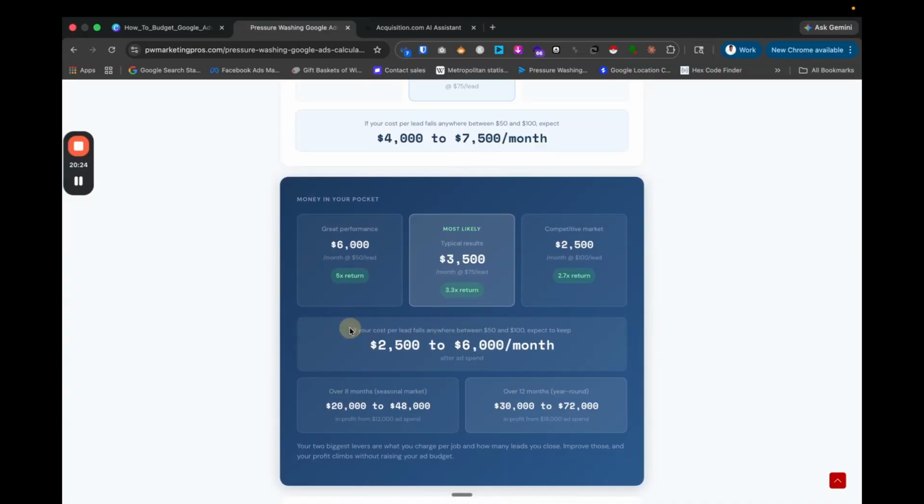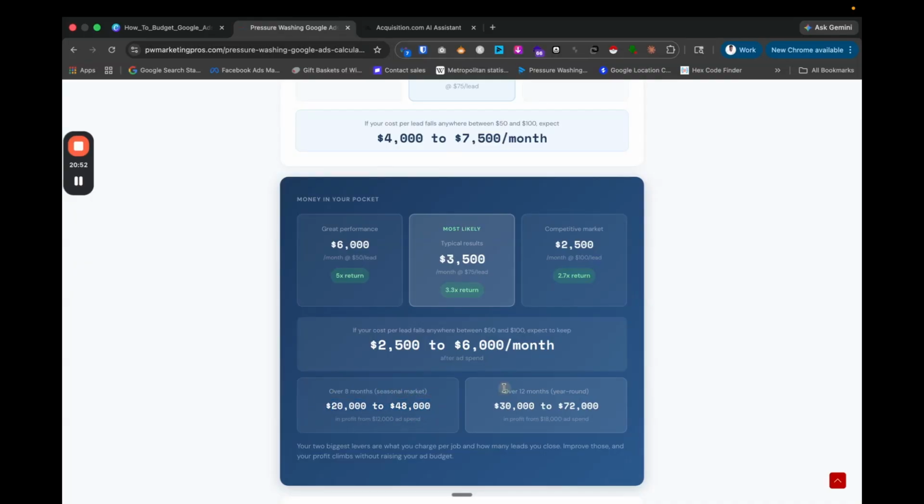And so, if your lead cost falls anywhere between $50 to $100, in this scenario, it's going to be $2,500 to $6,000 that I could get. And then it's going to tell you over the course, and this is just per month, that you could be making after your ad spend. And then it's going to give you two scenarios. It's going to give you one over the course of 8 months, because I know some of you guys are in seasonal markets. So if I go off of these numbers, I can make $20,000 to $48,000 from Google Ads.